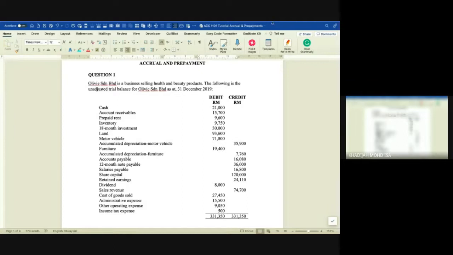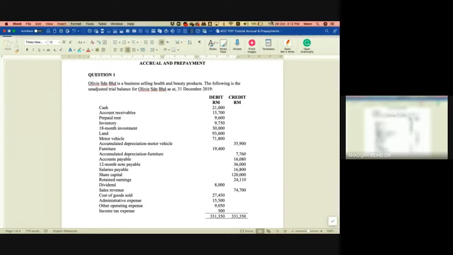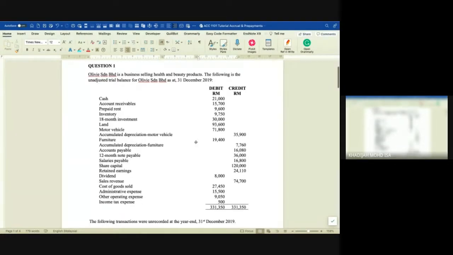So we only have 8 minutes. Do you think you can do that in 8 minutes? I don't ask a lot. I just want you to translate the balances into financial statements in 8 minutes. Do it now.